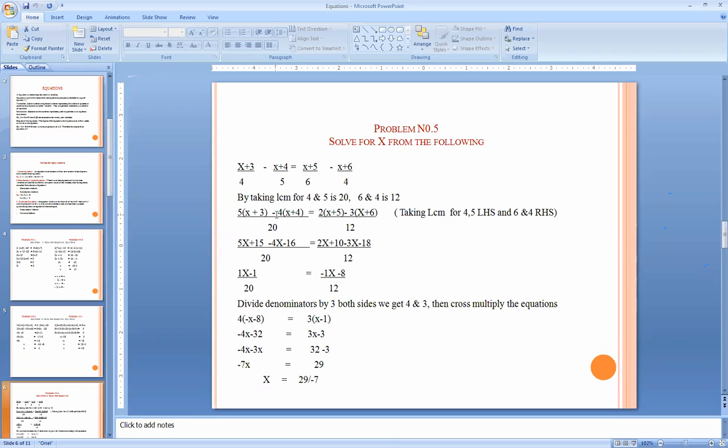Then with the minus 4 you should multiply x plus 4. First you multiply the signs, then the numbers. Minus into plus is minus, 4 into x is 4x. Minus into plus is minus, 4 into 4 is 16. So this is how to calculate the numerator values divided by 20. Again write it as it is. Then we'll go to the right hand side. Similarly, we have to open the brackets by multiplying with the numbers.